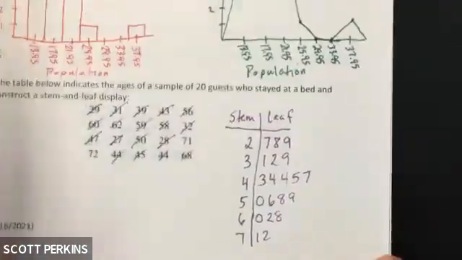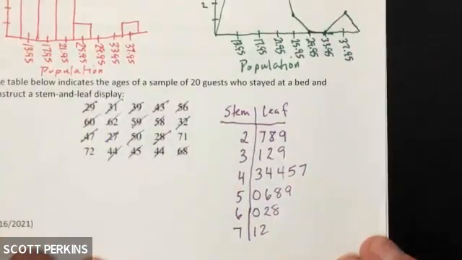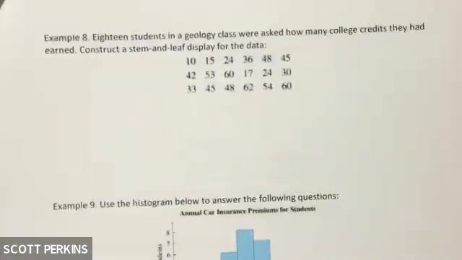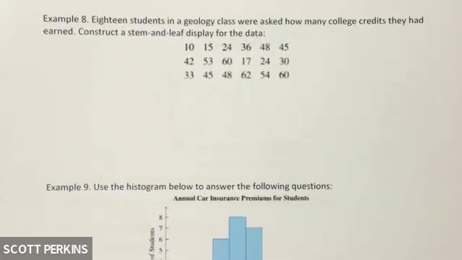Stem and leaf displays are not good when you have a large set of data because you'd have huge lists of numbers and it'd be hard to work with. But for small sets, it works. So here's our last problem for the day. Top of the next page, example 8. It's just asking you to please do a stem and leaf display for that problem right there.